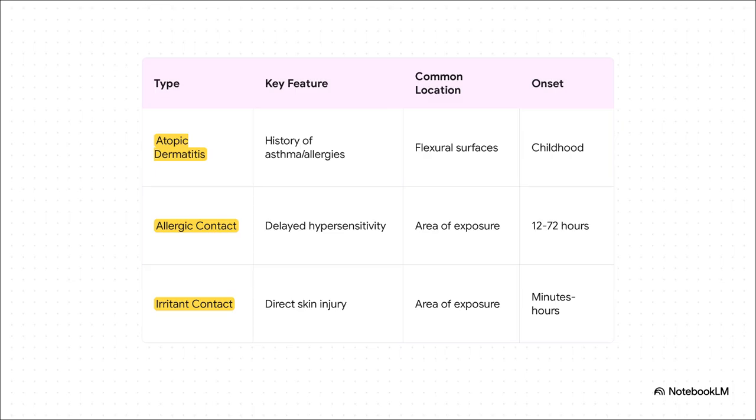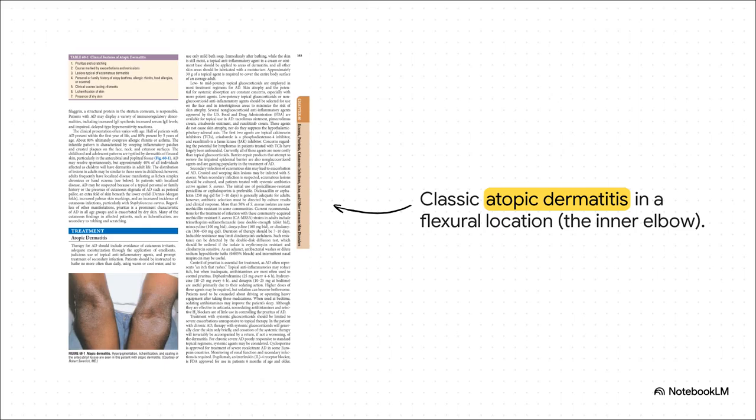That's a huge tell. Now for the other two, allergic and irritant contact, it's all about exposure. What did their skin touch? The big takeaway here is that the patient's story, the history, is what really helps you tell these apart. And here we go, a textbook case.